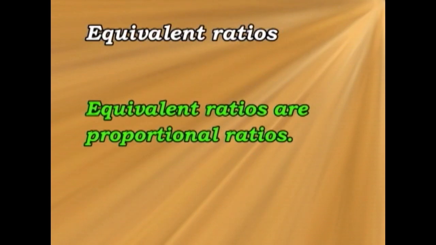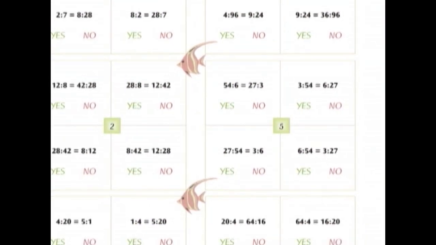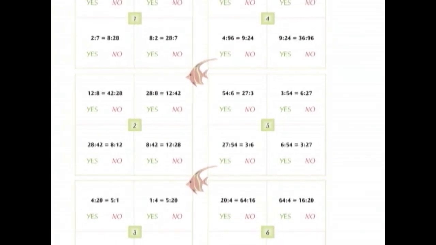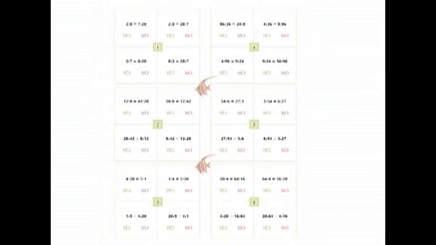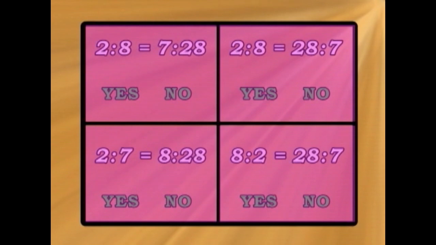Equivalent ratios are proportional ratios. In each set there are 4 combinations. I want you to try and work out and tell me how many of the 4 are equivalent ratios. Let's do the first one together.